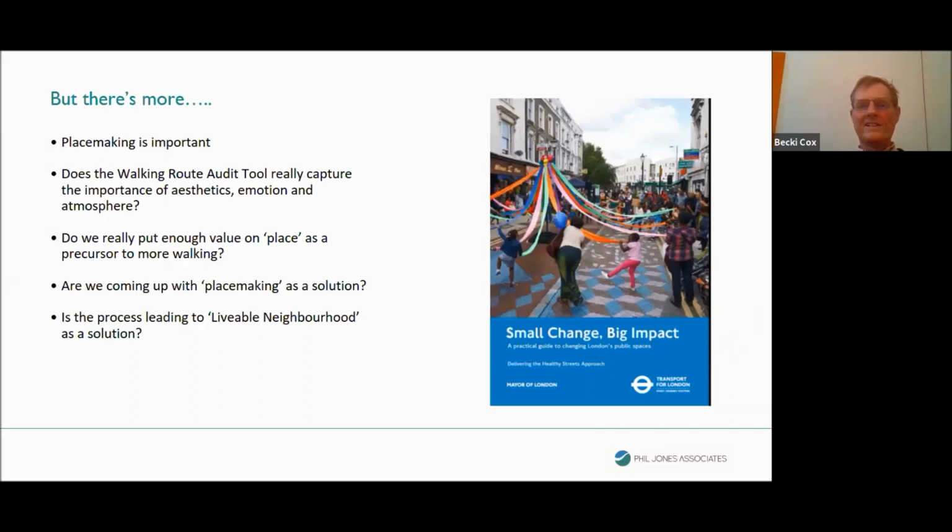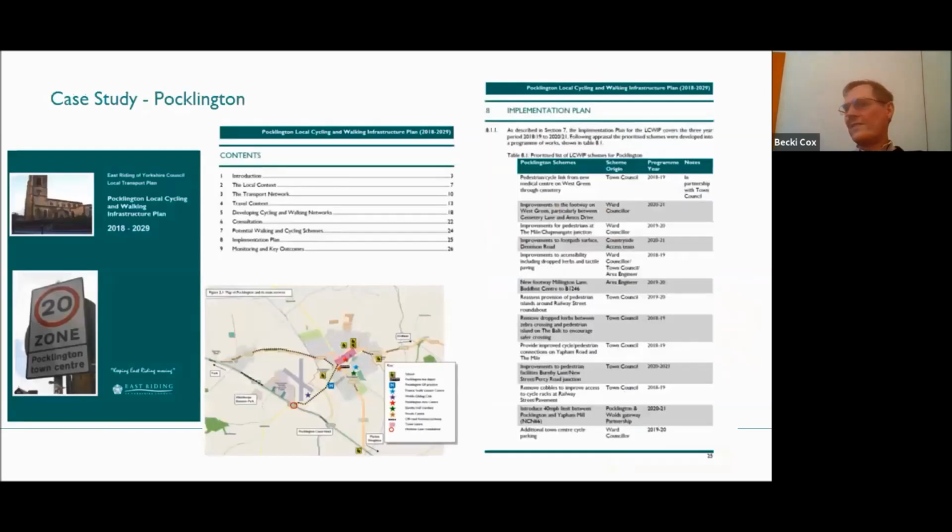And I think just using the walking route audit tool as it stands, it's a very engineering-led process, and it's not necessarily going to lead you towards placemaking as a solution. And that will very much come from the officers and the other stakeholders who are involved as to whether that is the way in which you start to go.